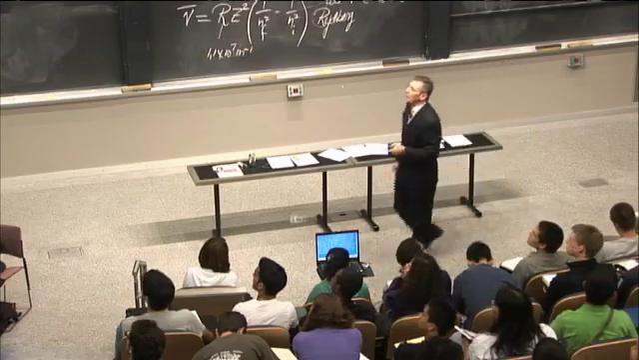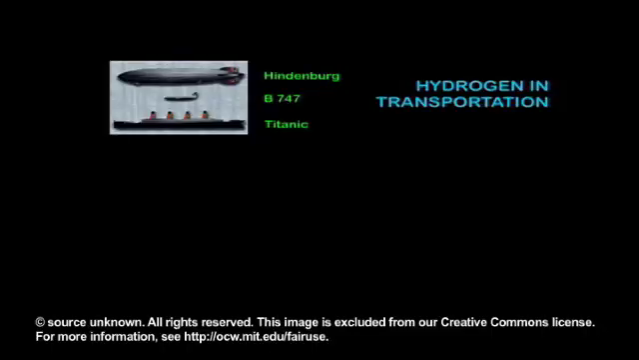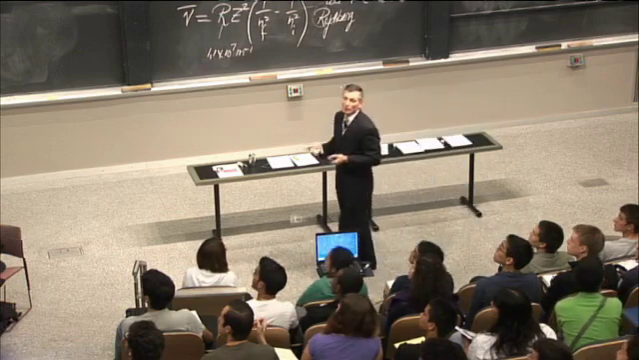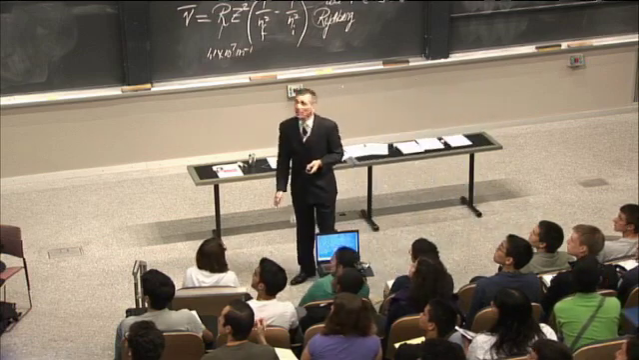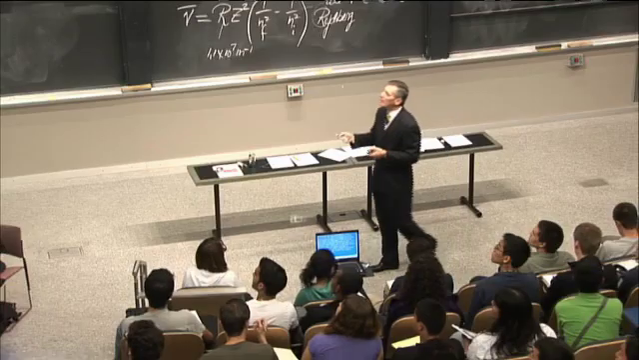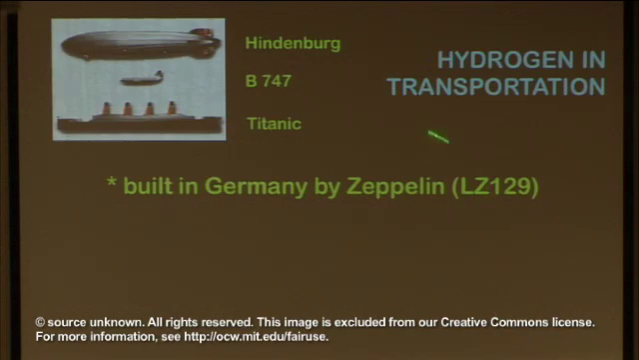Okay, so I'm going to talk a little bit about hydrogen and transportation. And we're going to talk about the Hindenburg, because it was full of hydrogen. And to give you a sense of scale, this is what a 747 would look like, and this is what the Titanic would look like. It was almost as long as the Titanic. It was built in Germany by the Zeppelin company, and the Hindenburg, rather, was LZ-129, serial number. That's Luftschiff Zeppelin, airship Zeppelin.